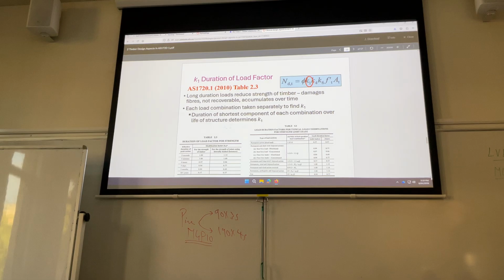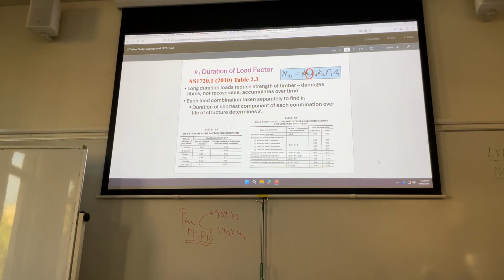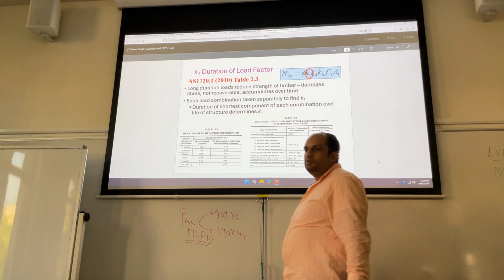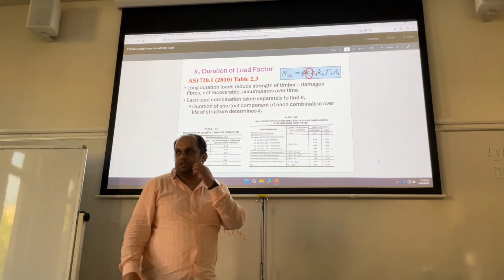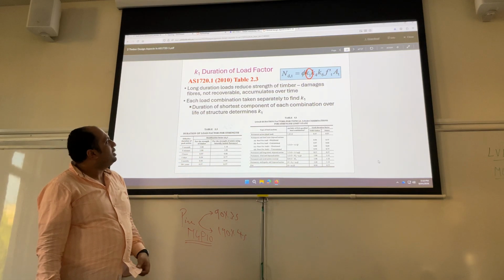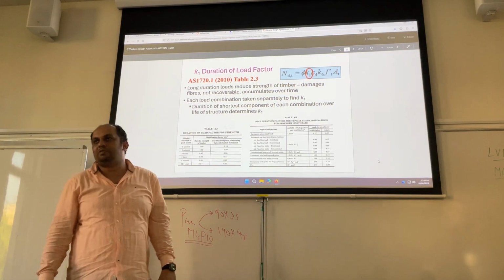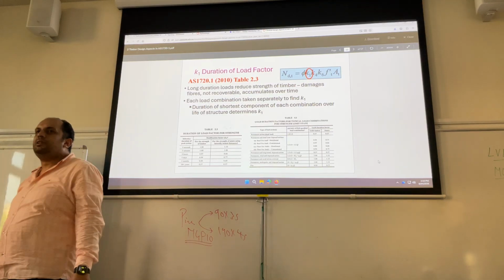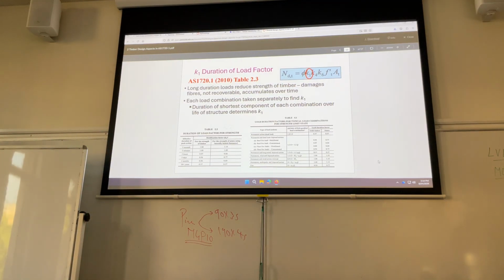After we know some examples of the properties, what is the next step? We need to know the factors affecting the calculation. For example, if we look at this formula, what is this formula? This formula is the capacity of the timber member under tension. So what does N_dt mean, Michael?